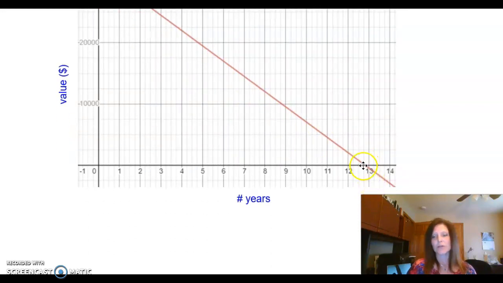And then I can look here at the x-intercept and say, now what would that mean? Well, at the x-intercept, my y value is 0 and the y value is the value of my truck. The x value is the years. So that tells me at almost 13 years, my truck really has 0 value, at least as far as tax is concerned.